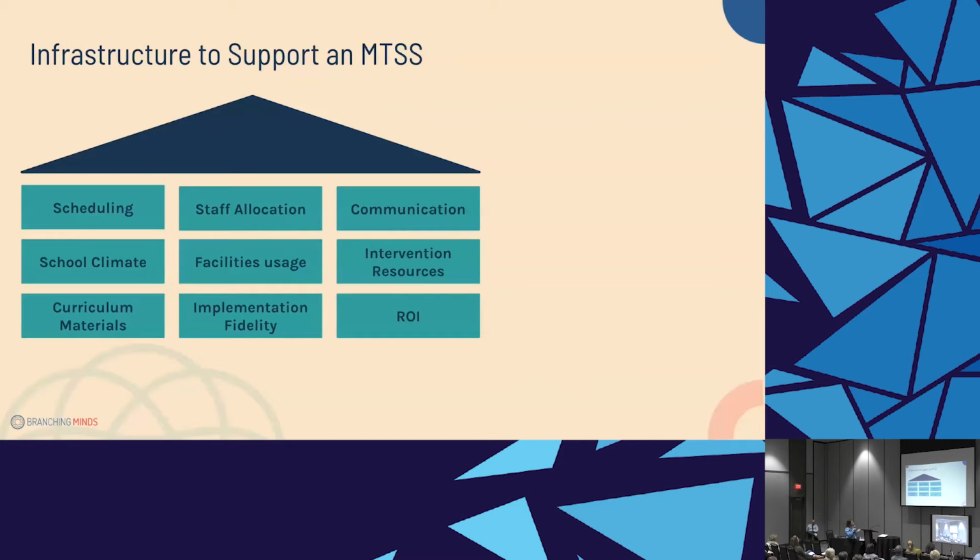I have facilities usage up there, communication, intervention resources, implementation fidelity. Anything else? Almost every decision you make. What is it? Funding, good, excellent. Where we spend our money, what we spend it on. Any others? Behavioral supports like PBIS, excellent.